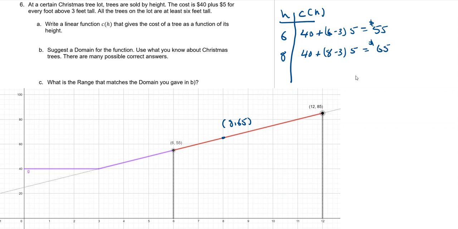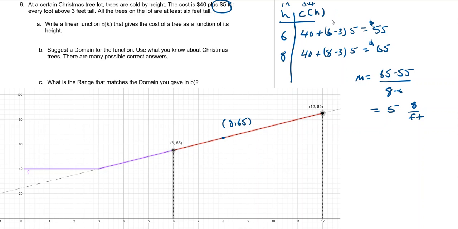And to find the slope, if you go through the calculation, you'll find you get 65 minus 55 over 8 minus 6, which is 10 over 2, which is 5. And that just tells you that the units for the slope would be dollars per foot, which is actually given in the problem. So you're actually given the slope, whether you recognize it or not. That's the slope right there.